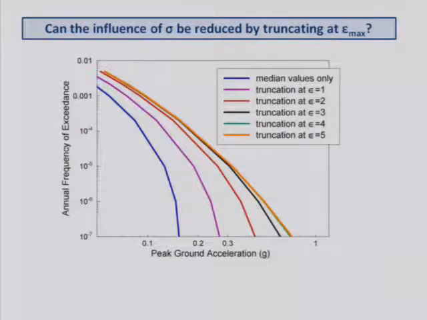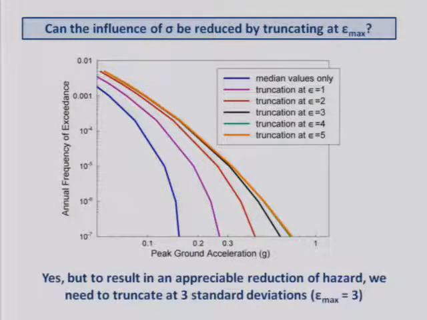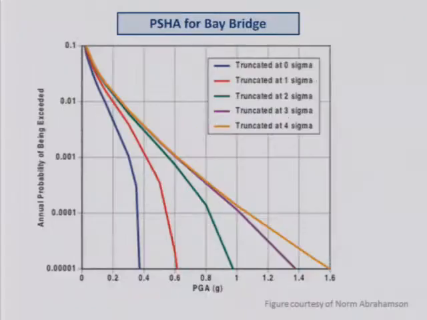You can see from this example that this is with using only median values, non-PSHA, truncating at 1, 2, 3, 4, and 5 sigmas. To make any real impact on the hazard, you have to truncate quite low, 3 or 4. This is for a fairly low seismicity region. We'd have to be saying we're not going to ever consider scenarios with epsilon greater than 3 if it's going to really have any benefit for us in terms of reduced hazard. This is an example that Norm gave us from the Bay Bridge. Higher seismicity, and you can see that to really impact there, you need to truncate even lower values to have a real impact.